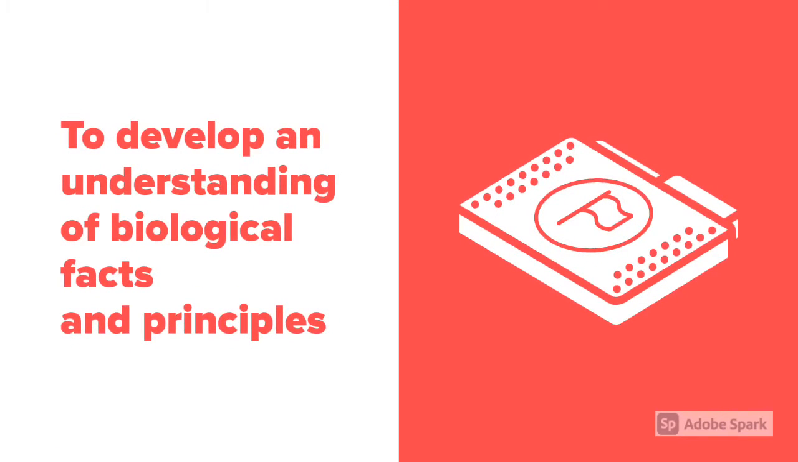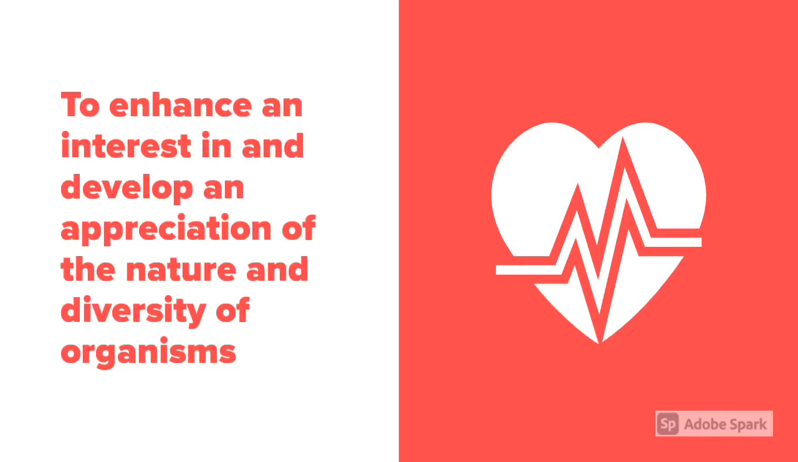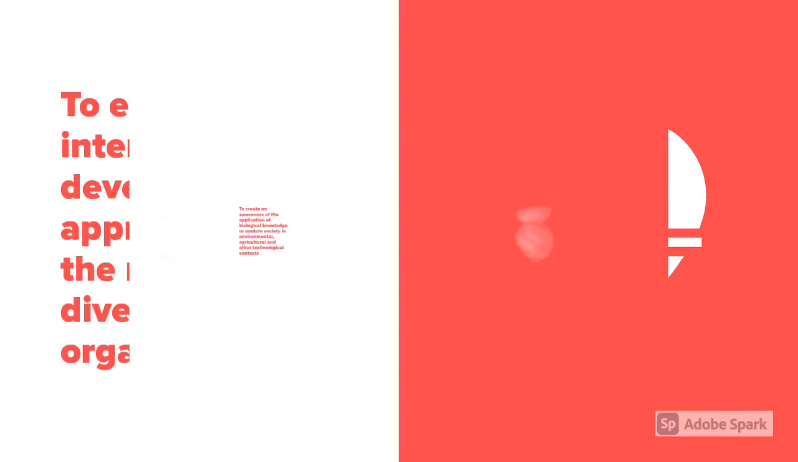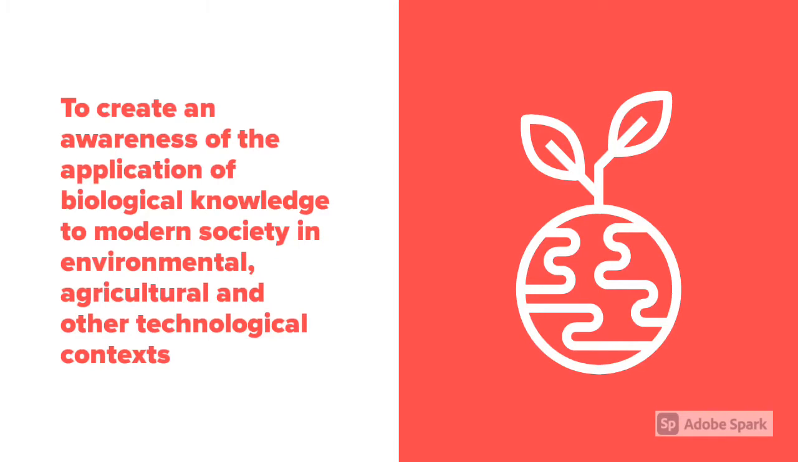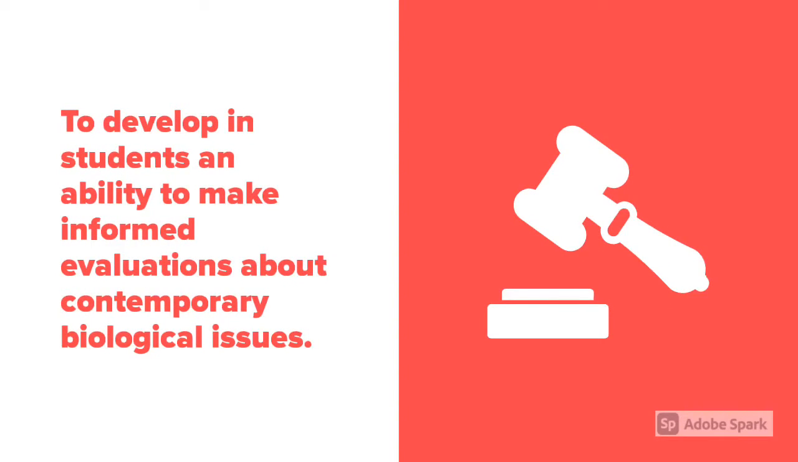Yes, one of the aims is understanding biological facts and principles. But there's an even more important one, which is developing an interest and love for the nature and diversity around us. Add to that, they have to have an awareness of all the issues going on around them, whether environmental, technological, anything else. This lesson will help them realize that their decisions that they make every day affect the biological issues around them and how they can better those decisions.